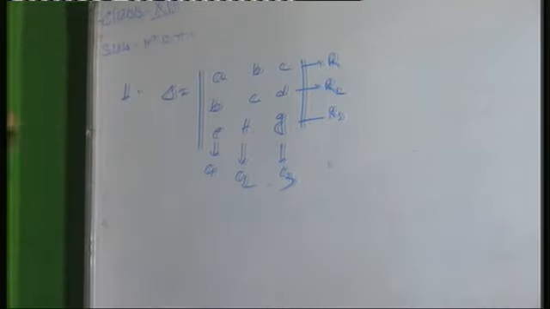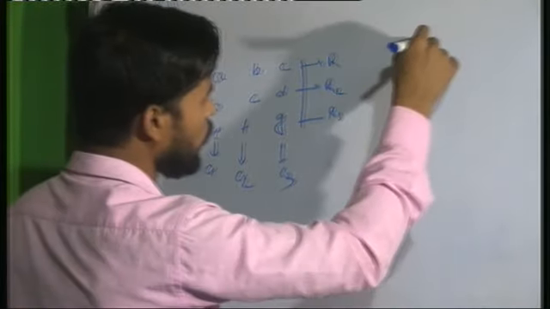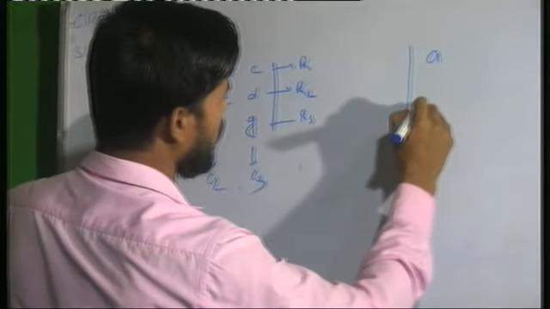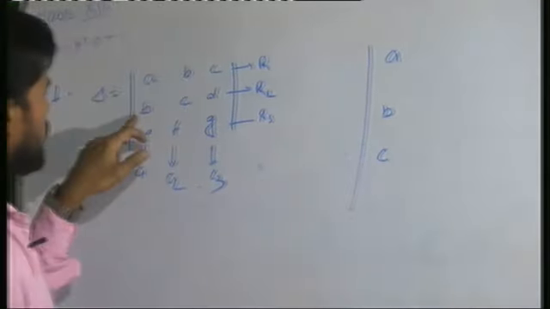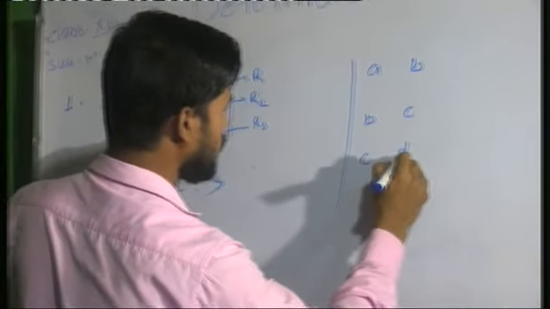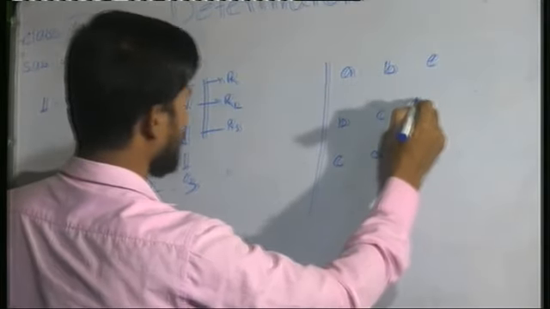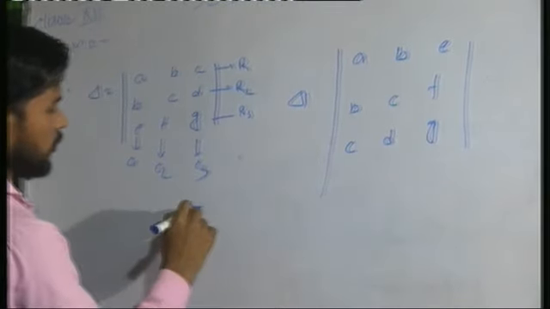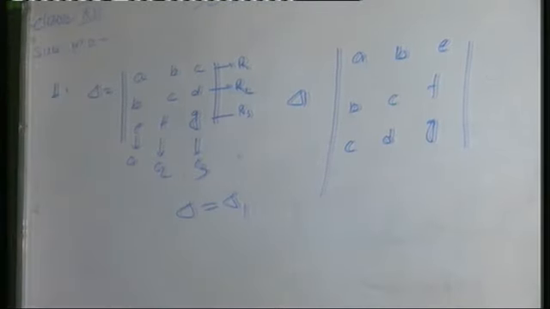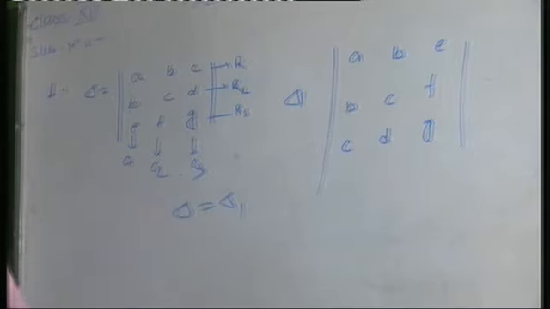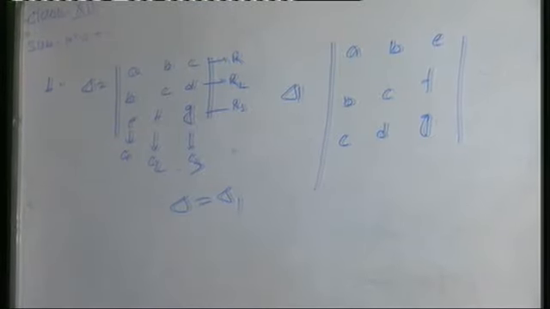Now the value of the determinant does not change if we change the rows and columns. It means if I write the first row as the first column A, B, C, the second row as the second column B, C, D, and the third row as the third column E, F, G, the value of the determinant does not change. So delta will be equal to delta 1. I am giving an example.